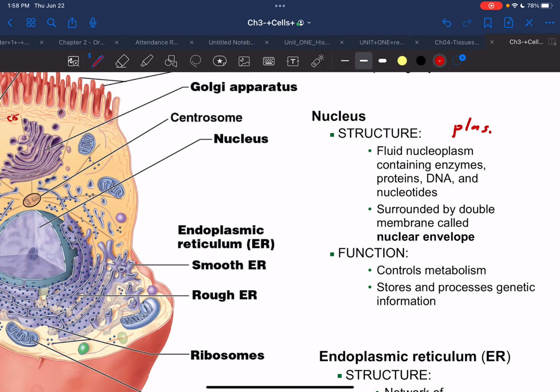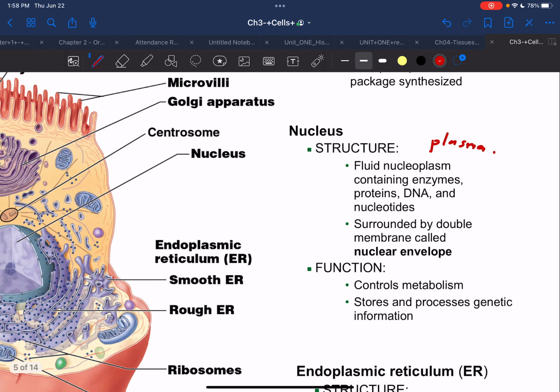And this comes back to haunt us, so log it away for today. Plasma implies a fluid or liquid component of anything. Plasma.